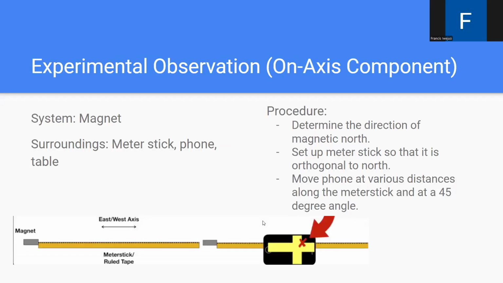For the on-axis component of the experimental observation, the system was a magnet and the surroundings were the meter stick, phone, and table. The procedure for this component of the lab included determining the direction of magnetic north, setting up the meter stick so that it was orthogonal to north, and moving the phone at various distances along the meter stick as well as at a 45-degree angle.